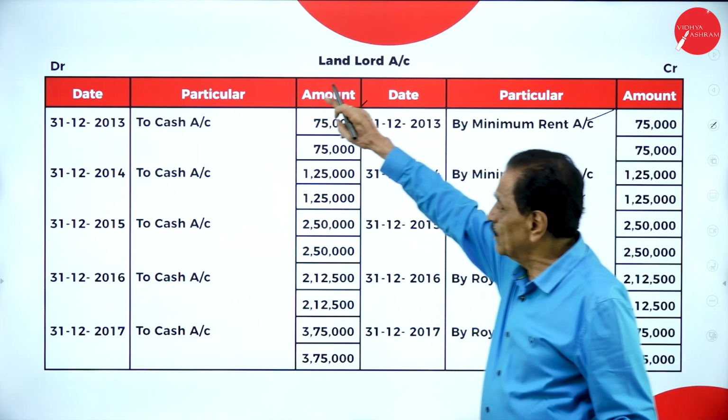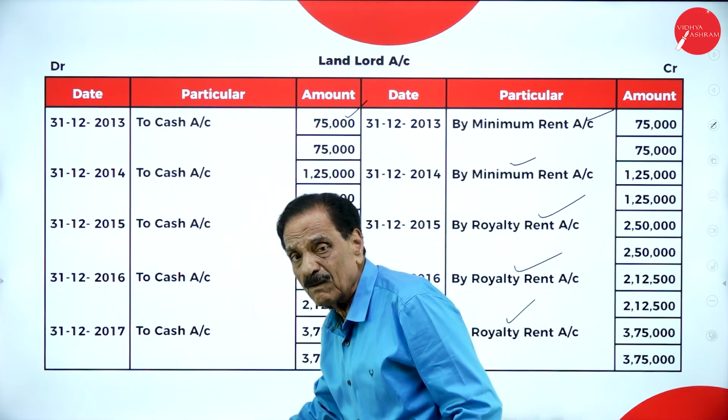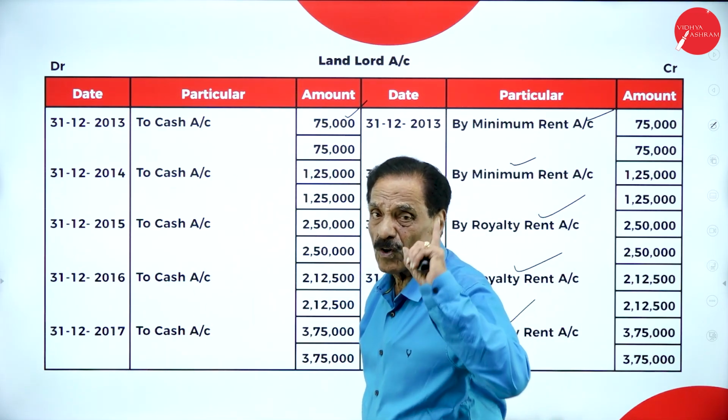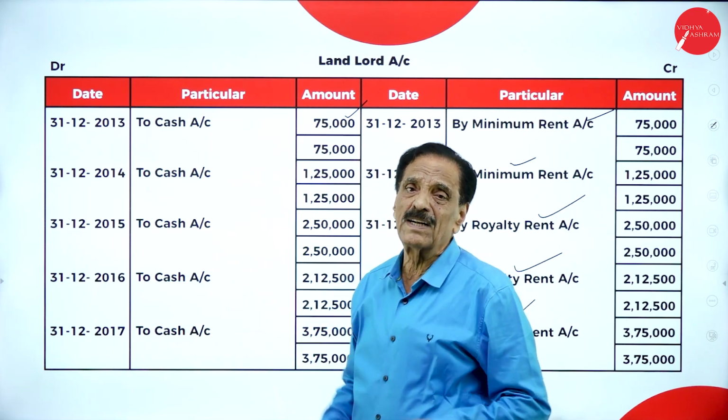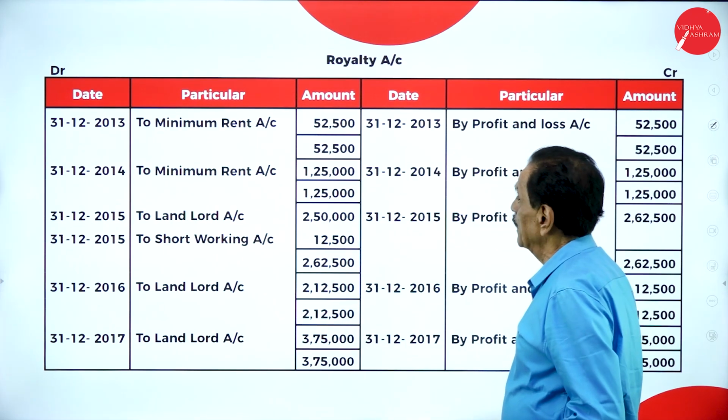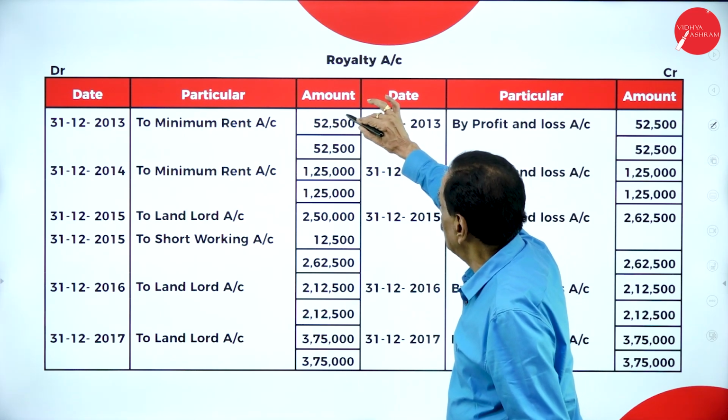So here always you come to cash or bank account. You are paying to a landlord. You have to see whether it's a minimum rent or royalty. Minimum rent or royalty, you have to look after. Come back next. Royalty to minimum rent, 52.